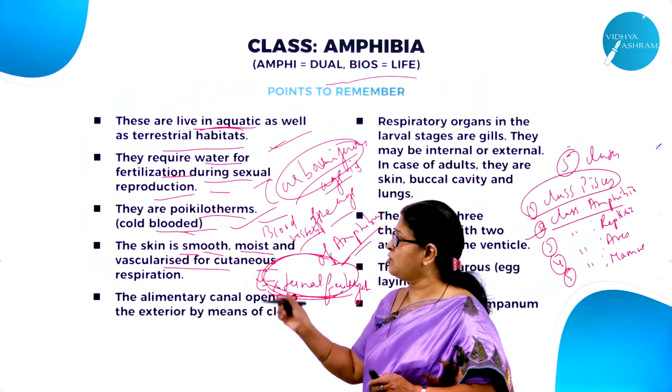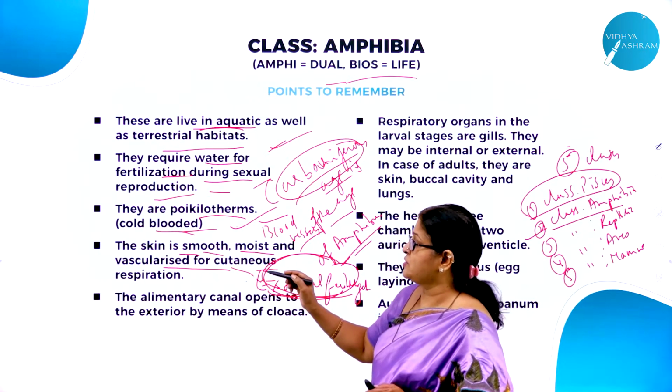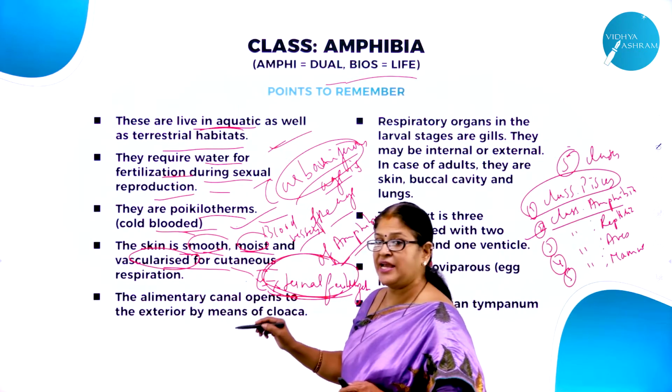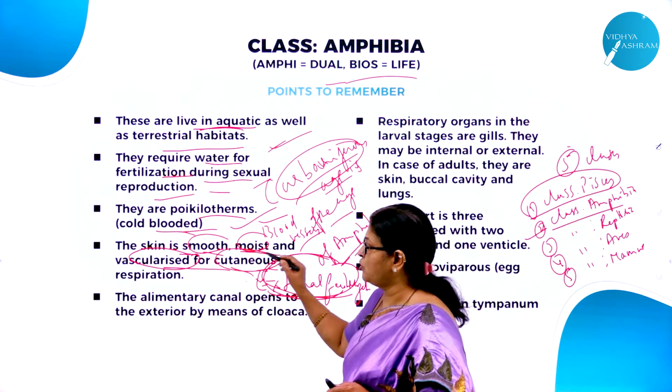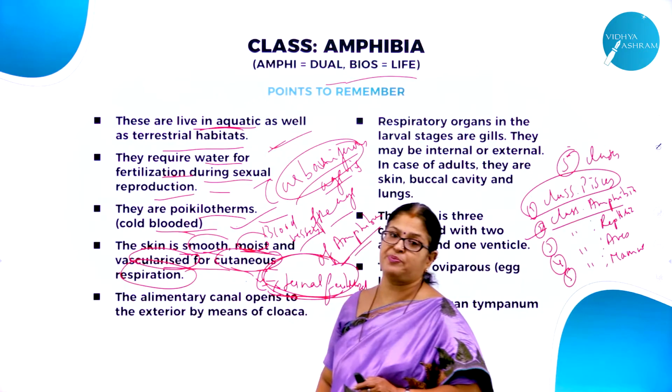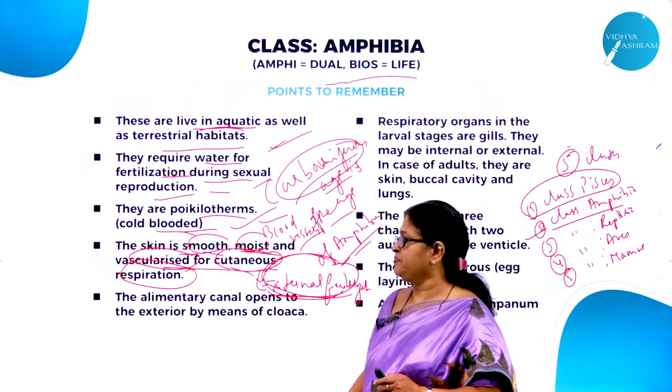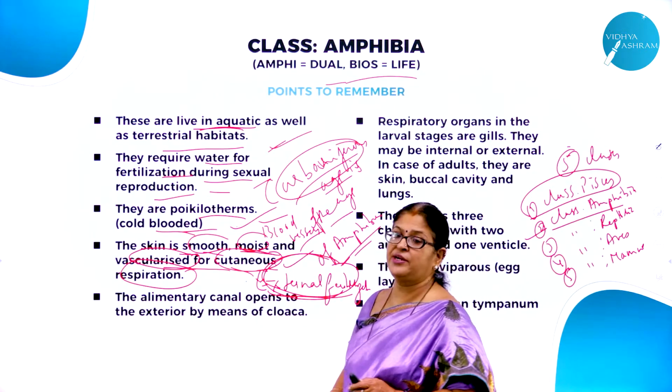One is through skin, called cutaneous. Why through skin? Because the skin is smooth and moist and vascularized, and hence it is responsible for what we call cutaneous respiration. Respiration through skin is called cutaneous respiration. And that is also a very important characteristic feature.